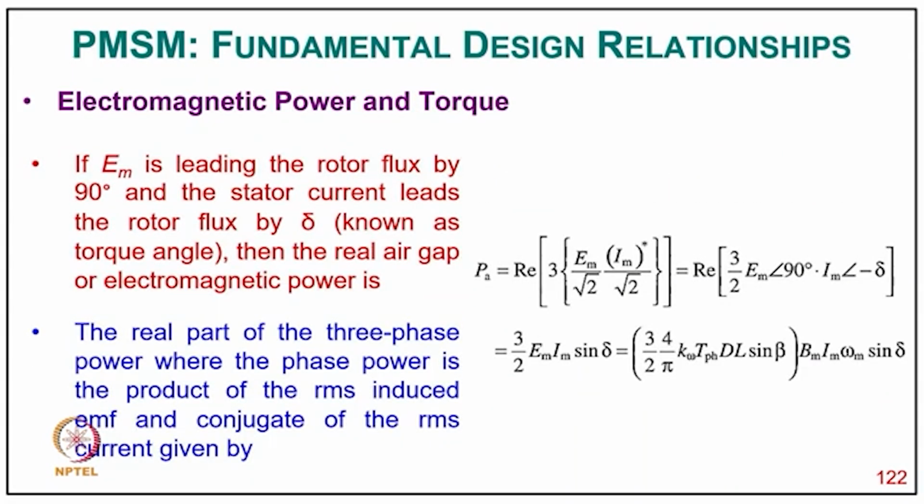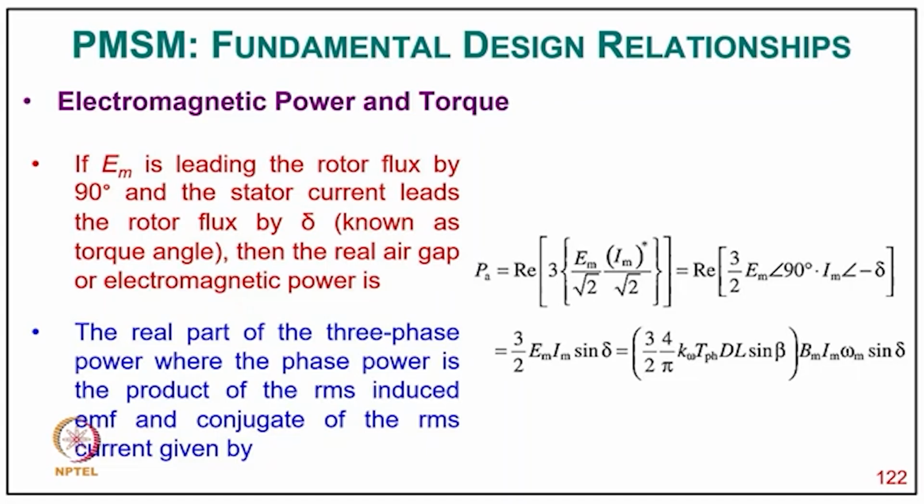Now coming to electromagnetic power and torque. If Em is leading the rotor flux by 90 degrees and the stator current leads the rotor flux by delta, known as the torque angle or power angle, then the real air gap or electromagnetic power is given by P equal to the real part of 3 Em Im conjugate under root 2 into root 2, and that is real of 3 by 2 Em at the angle of 90 degrees and Im at the angle minus delta, which is equal to 3 by 2 Em Im sin delta, equal to 3 by 2 into 4 by pi Kw TPH dl Bm sin beta Im omega sin delta.